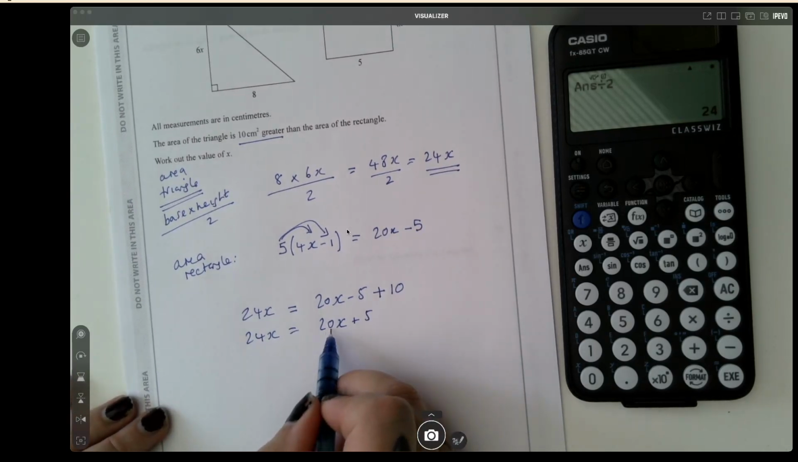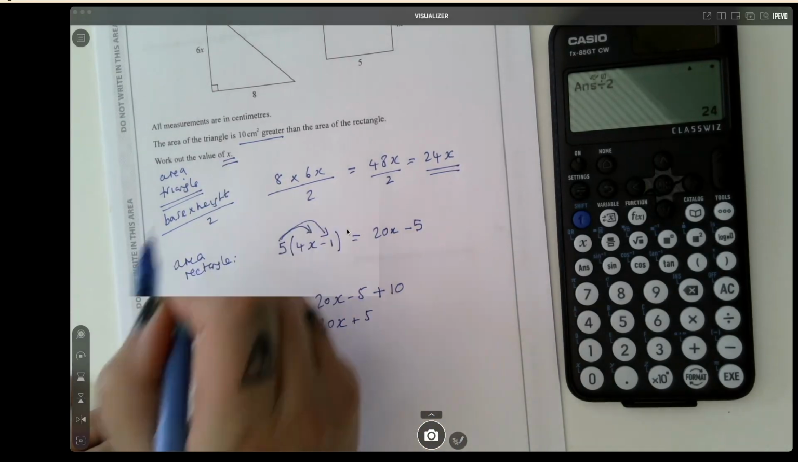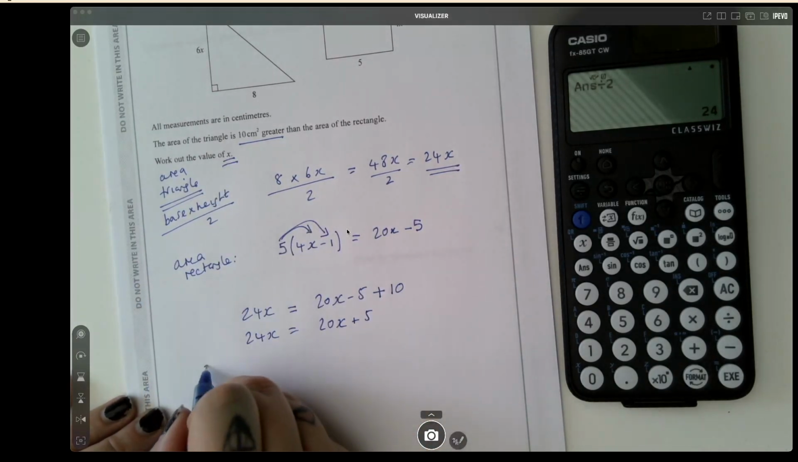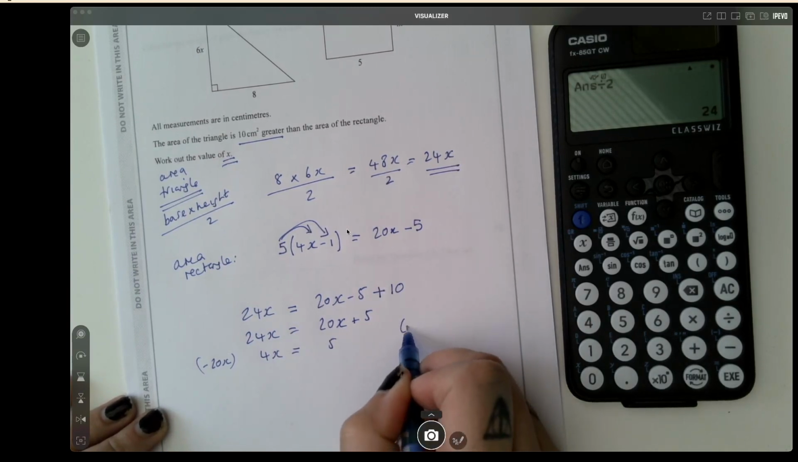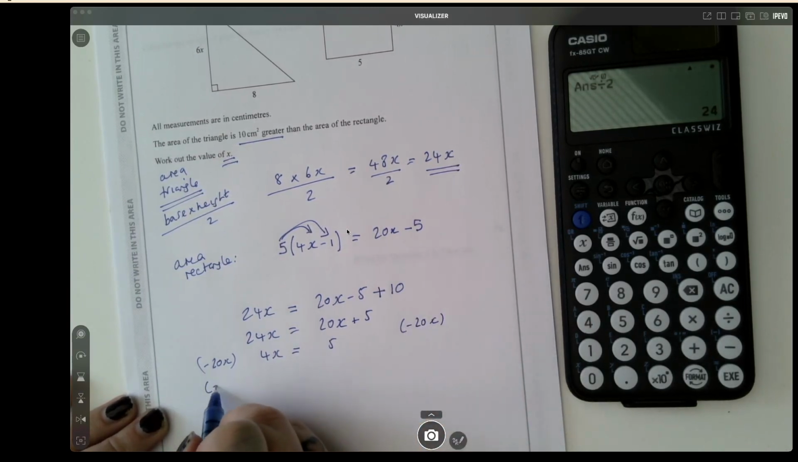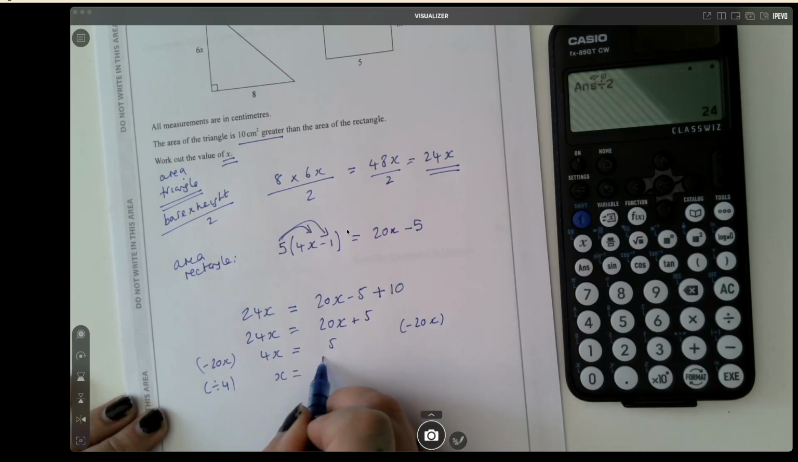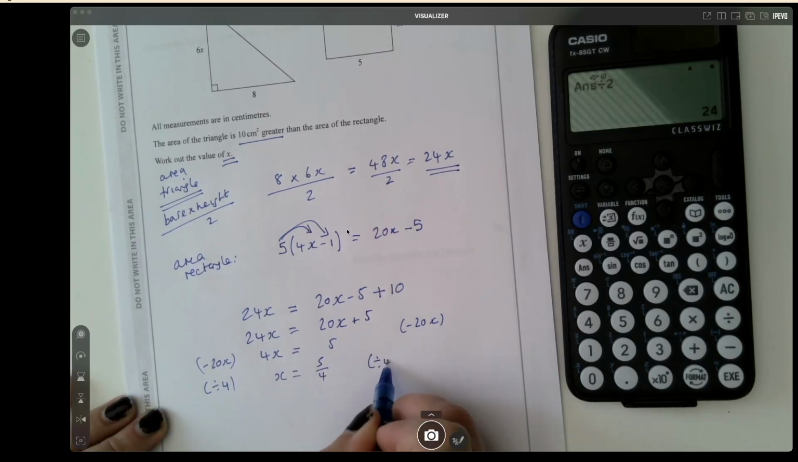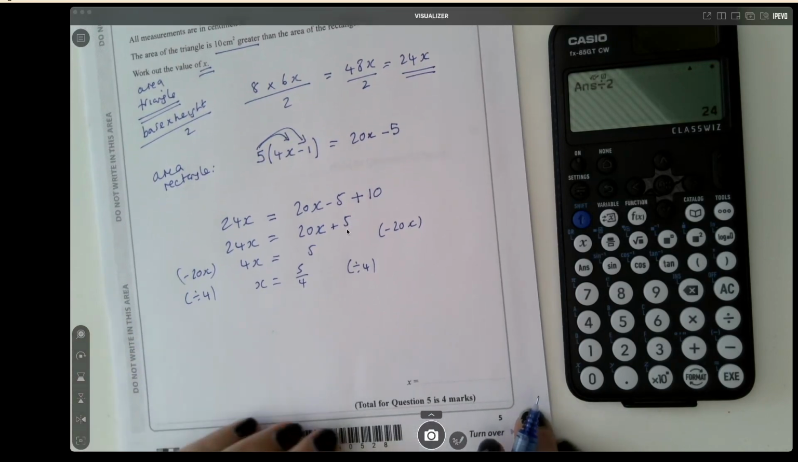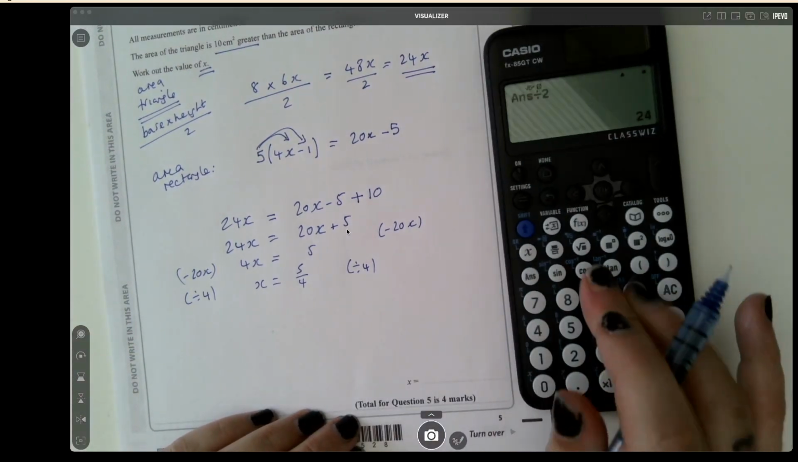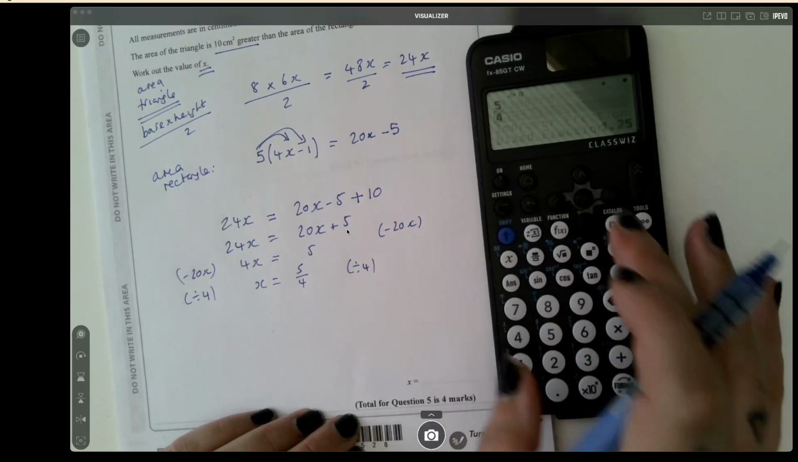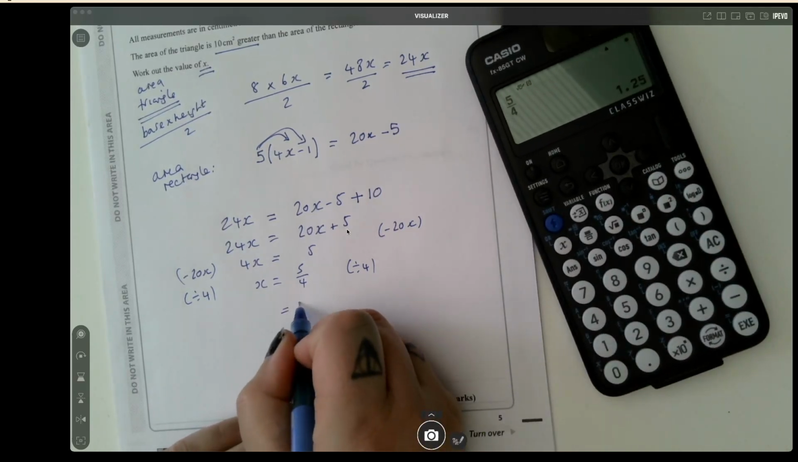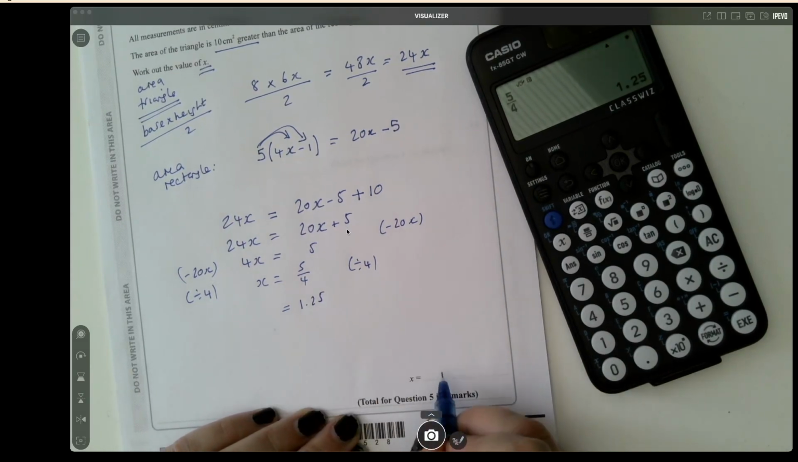So we're going to solve for x because it wants us to work out the value of x. So we're going to subtract 20x from both sides. And then we're going to divide by 4. So x equals 5 divided by 4. You can write it like that on your answer lines, 5 over 4, or if you want to give it as a decimal, pop it into your calculator and get it in decimal format, which is 1.25. So we're going to put 1.25 on the answer line there.